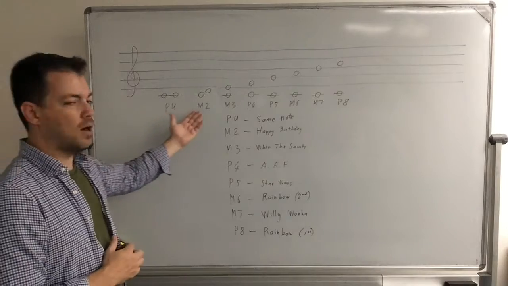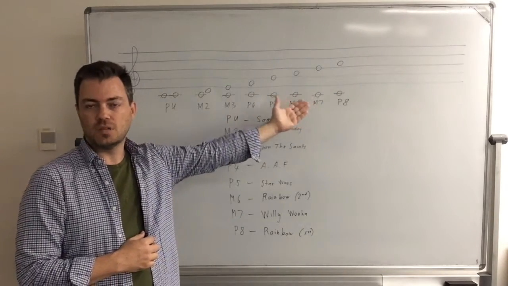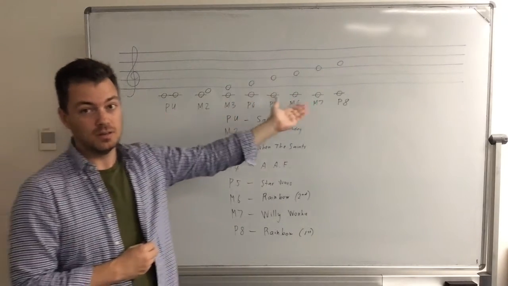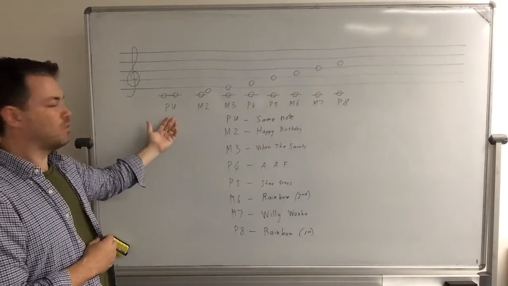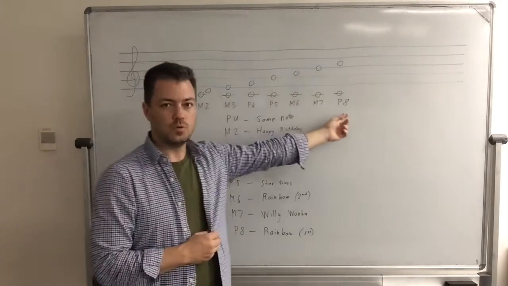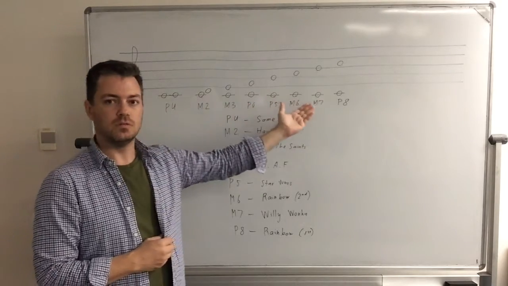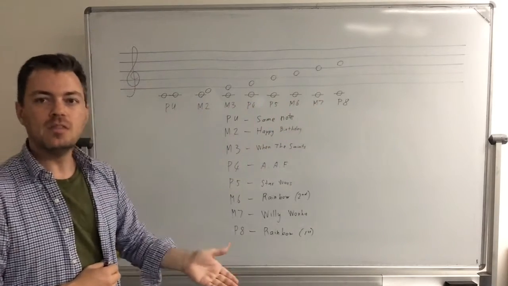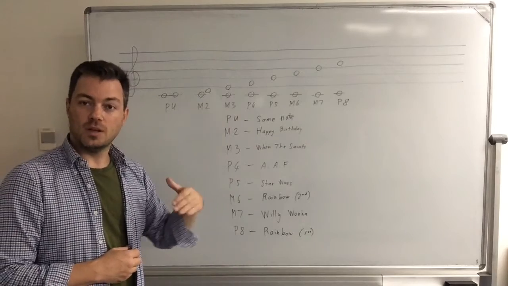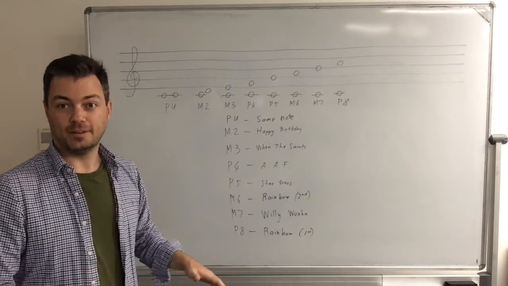Okay, so let's do it. Here I've written up the 8 intervals that we've done so far. These are the diatonic intervals. So we have everything from a perfect unison right up to a perfect octave and everything in between. We've spoken about all those intervals before, but now I'm going to play them and you need to be able to identify them just from me playing them.